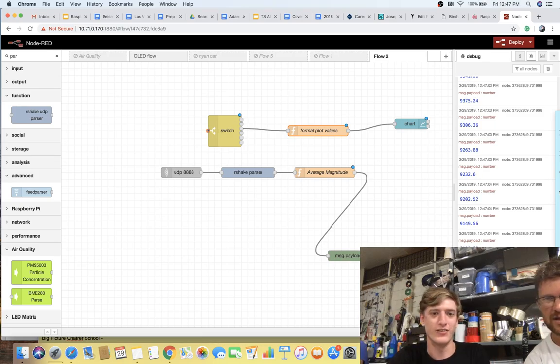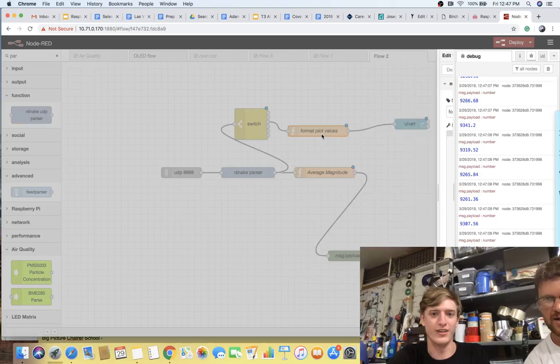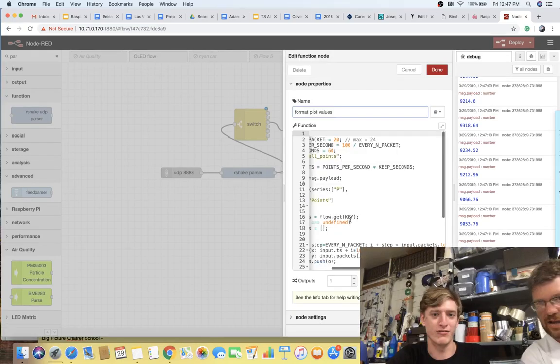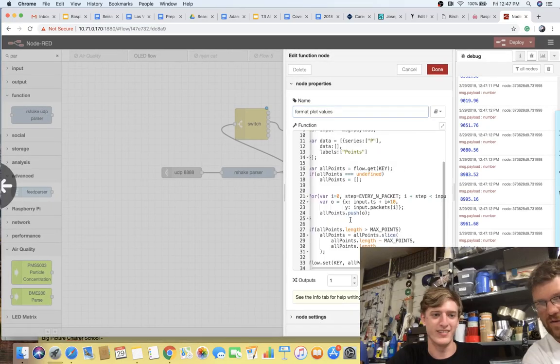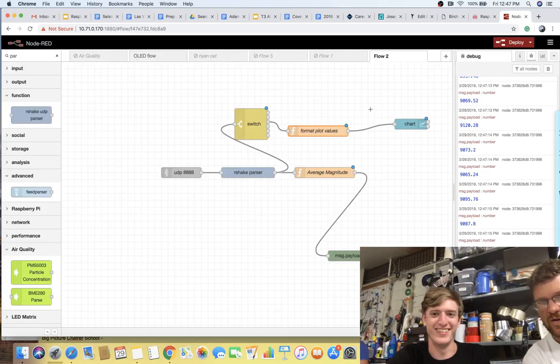Okay, so put this switch node on here. This one does all kinds of crazy formatting for the graph ones. Wow. We provide that, so you don't have to worry about that. That would be annoying to do yourself. So we can deploy this one.